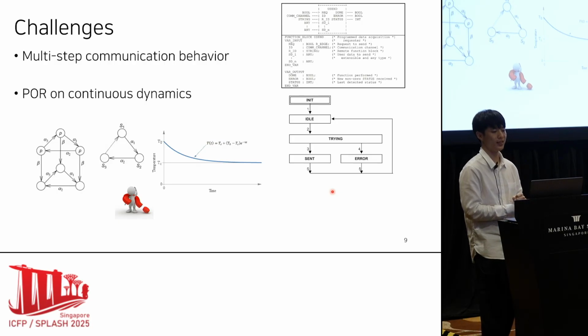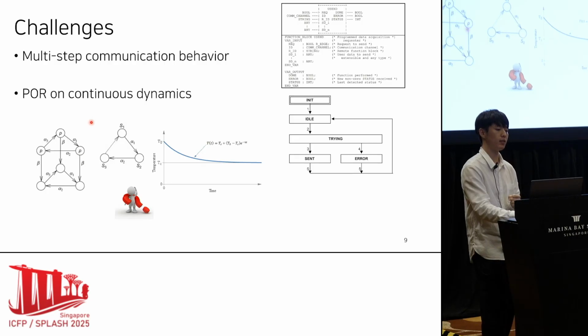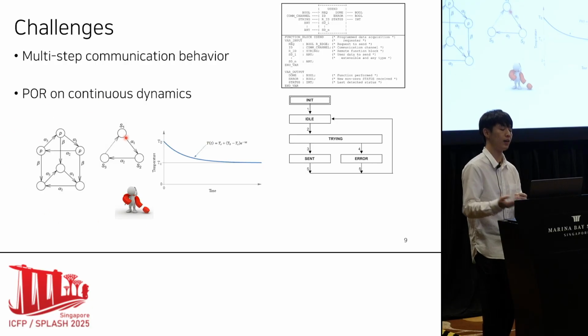Secondly, it is unclear how to apply POR on continuous systems with continuously changing values like this, because POR is designed to reduce the state space of a system that looks like this, with discrete, explicit transitions.